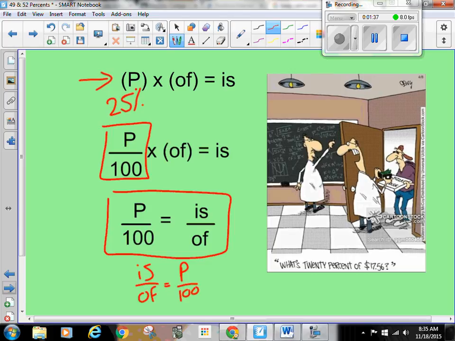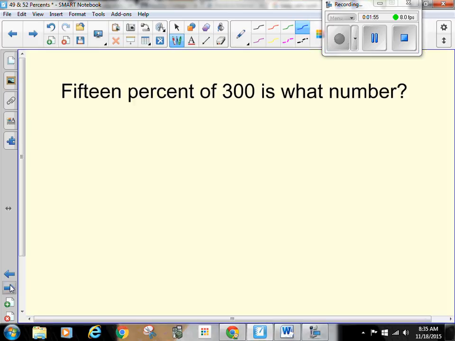Same thing. The way that they derive this is, see that there's this times of here. Really all they do to get rid of it is divide by of on both sides. So that's where it comes from. Okay, and then it's really nice. All you have to do is plug in what you know and solve for what you don't know. Okay, so I'm just going to rewrite that. Percent over 100 equals is over of.